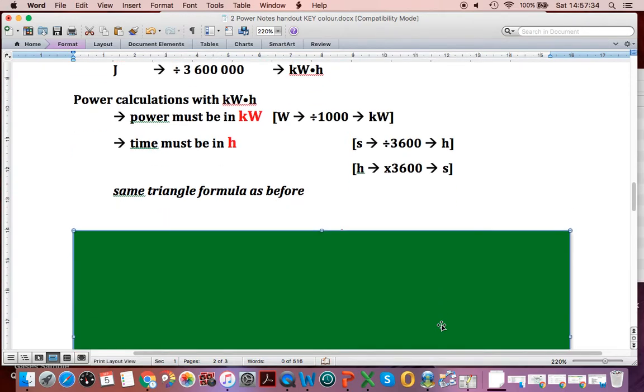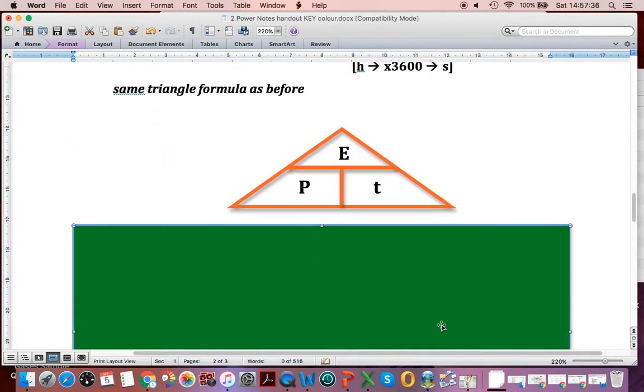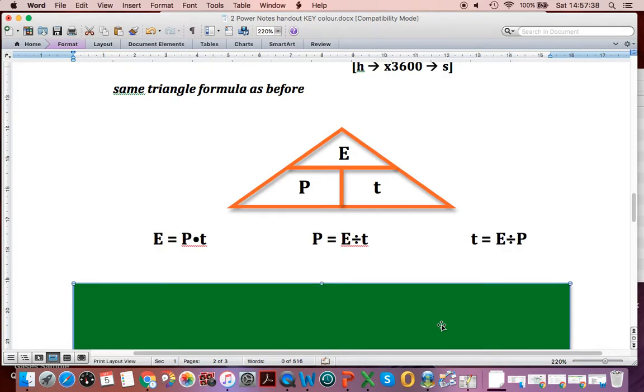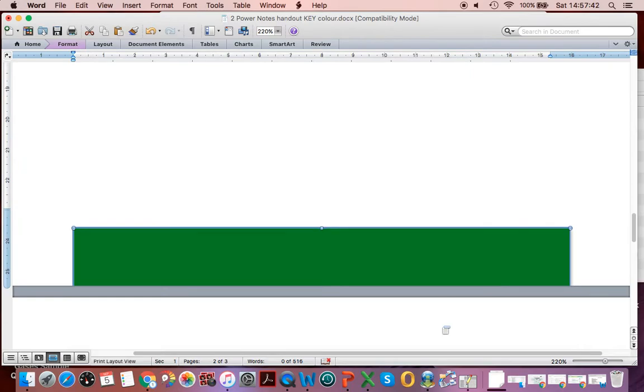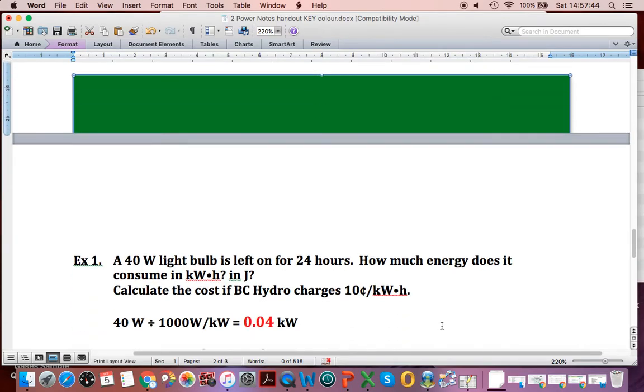Let's see what trouble we're in here. Same formula as before. So we just read the question and see what trouble we're in. Okay, next page. So it says we have a 40-watt light bulb. We leave it on for 24 hours. How much energy does it consume? And we want it in kilowatt hours. Then we want it in joules. And then eventually we want a cost.